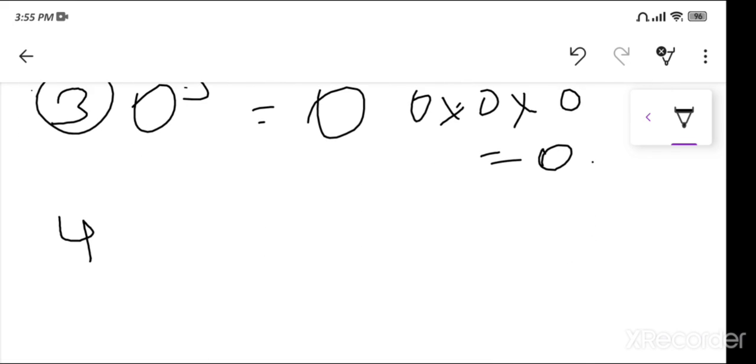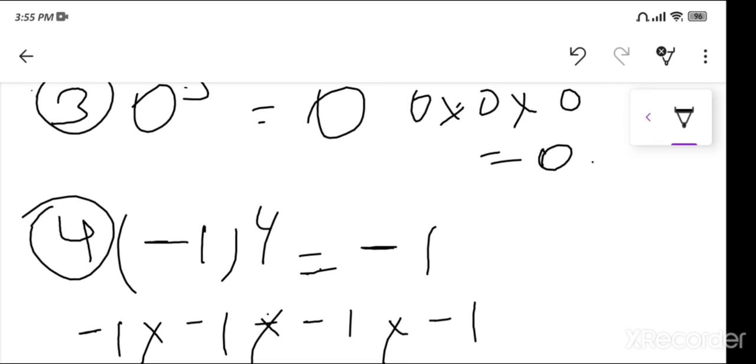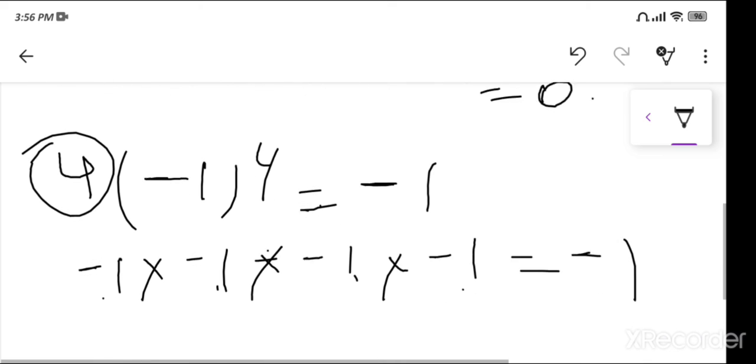Alright, so let's go into the fourth one. The fourth one is minus 1 power 4. You can actually do this: minus 1 into minus 1 into minus 1 into minus 1. 1, 2, 3, 4. Okay, I put 4. When you multiply, you get only 1, because when you multiply the signs also, the negatives cancel out.